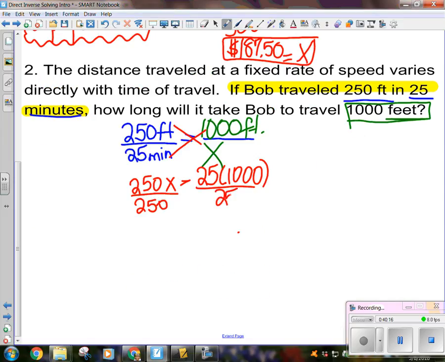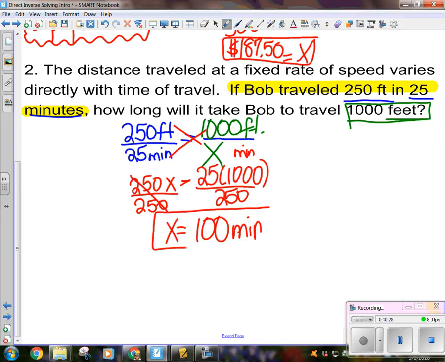It's not 10. It's 100. So the answer should be 100, and the bottom number should be X number of minutes. And that makes sense. If I go 250 feet, 25 minutes. If I go 4 times. Now, did anybody notice this? Guys, direct works this way. I went, look. Stop. You guys are rushing. Don't rush.